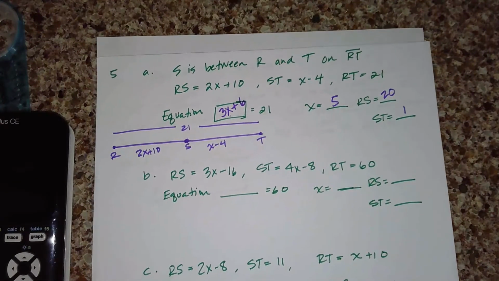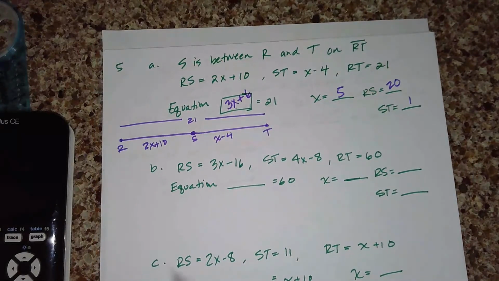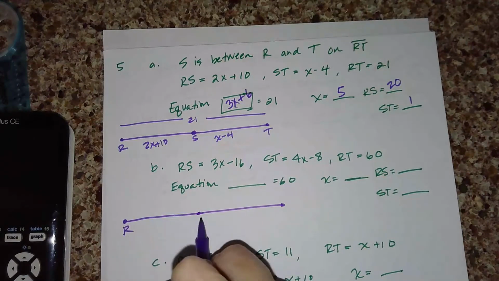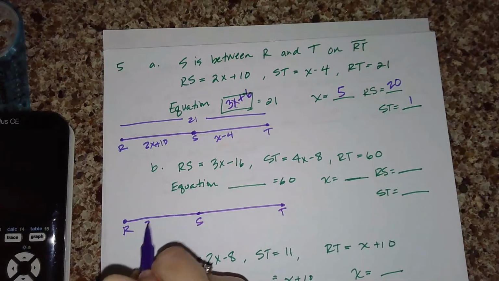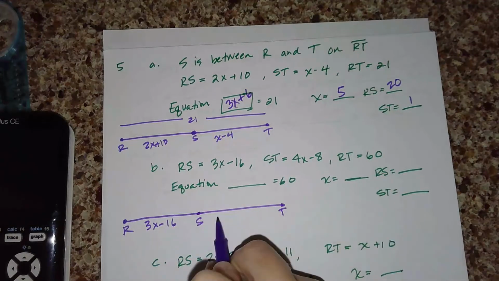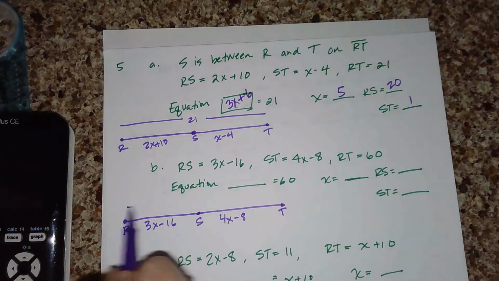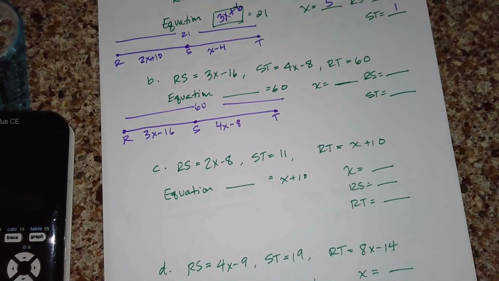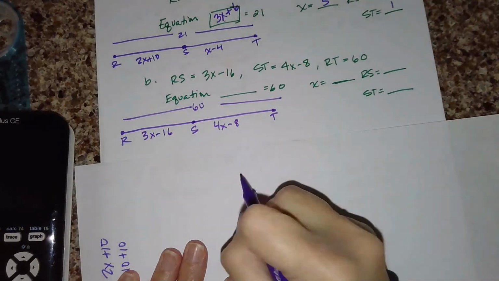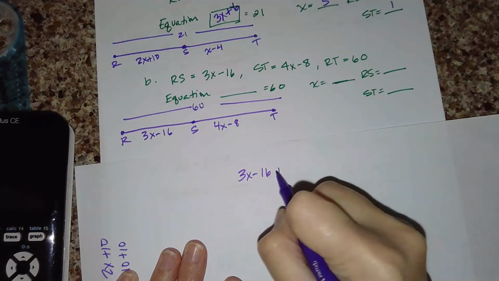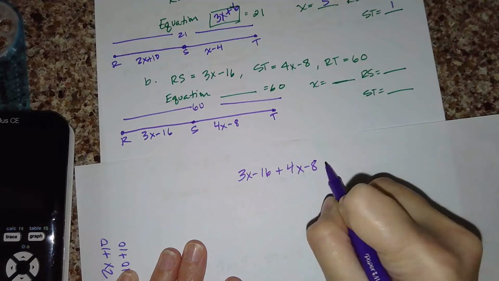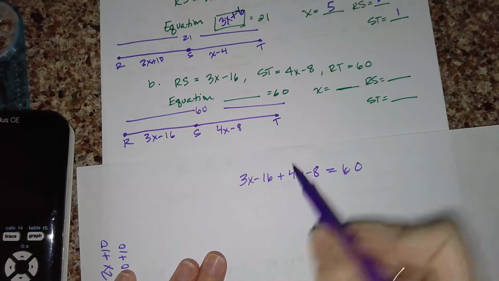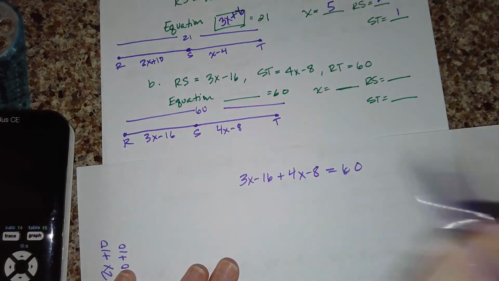On the next equation, they do the same deal, using the same kind of format. We're saying R, S, and T. This time they're telling me this is 3x minus 16, and this is 4x minus 8, and this whole length is 60. So again, I'm going to put 3x minus 16 plus 4x minus 8 and have it equal 60. You want to simplify this before you write it into your equation on Big Ideas.